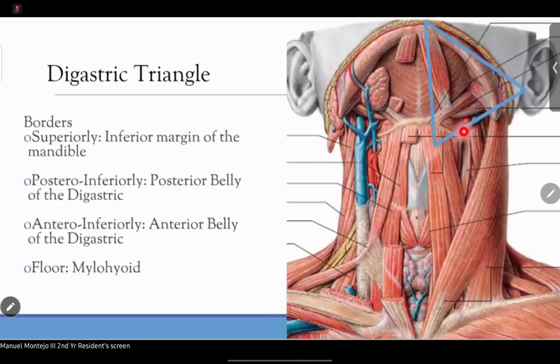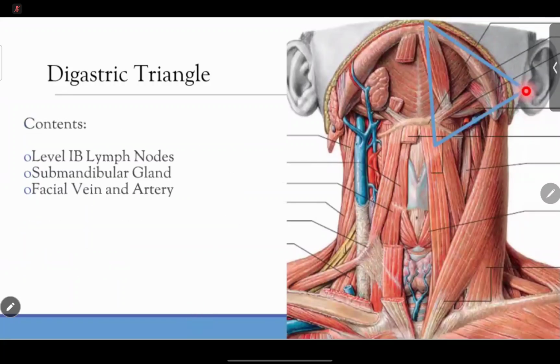Okay. So another triangle would be your digastric triangle. It is bordered superiorly by the inferior margin of your mandible, then posteroinferiorly by the posterior belly of the digastric muscle. Take note, your digastric muscle has two bellies, your anterior belly and your posterior belly. Both form the border of your digastric triangle. And then the floor would be your mylohyoid muscle.